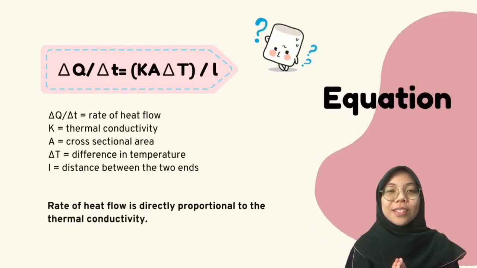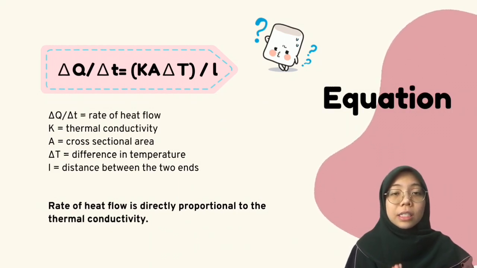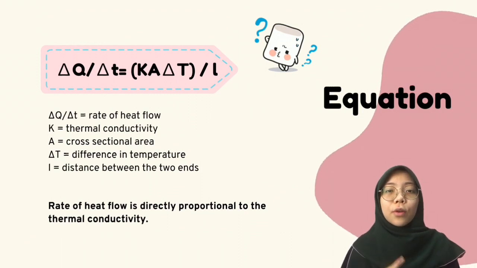The equation we use in this experiment is the rate of heat flow, ΔQ/ΔT = kAΔT/L, where ΔQ/ΔT is the rate of heat flow, k is the thermal conductivity, A is the cross-sectional area, ΔT is the difference in temperature, and L is the distance between two ends. The rate of heat flow is directly proportional to the thermal conductivity. So the higher the thermal conductivity, the higher the rate of heat flow.